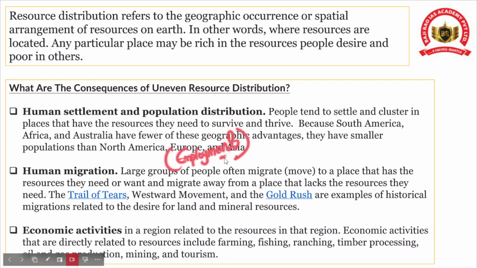In modern days, industrialization is very often associated with inhuman working conditions, poor working conditions, and the exploitative nature of work. But the availability of resources would very often attract population and they start migrating to those regions. So we can mention the examples of South America, Africa, and Australia. They have fewer of these geographic advantages. So they have smaller populations than North America, Europe, and Asia.